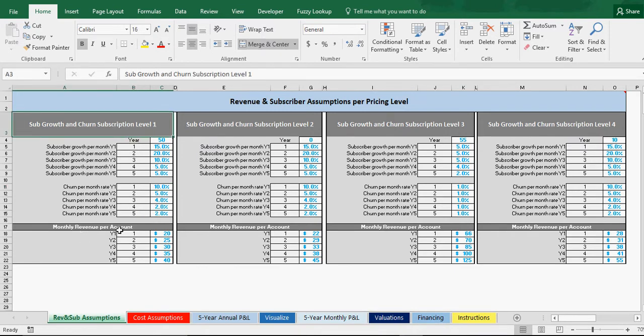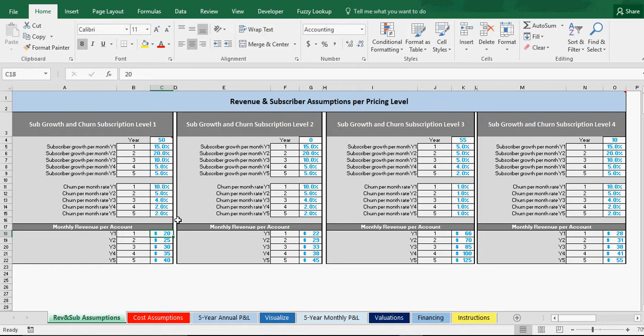Then we've got monthly revenue per account. So what's your average revenue per account per month by year? So we've got that going up from $20 to $40 in year 1, 2, 3, 4, and 5. Obviously, all these will have to fit your product base, or what you plan to do.